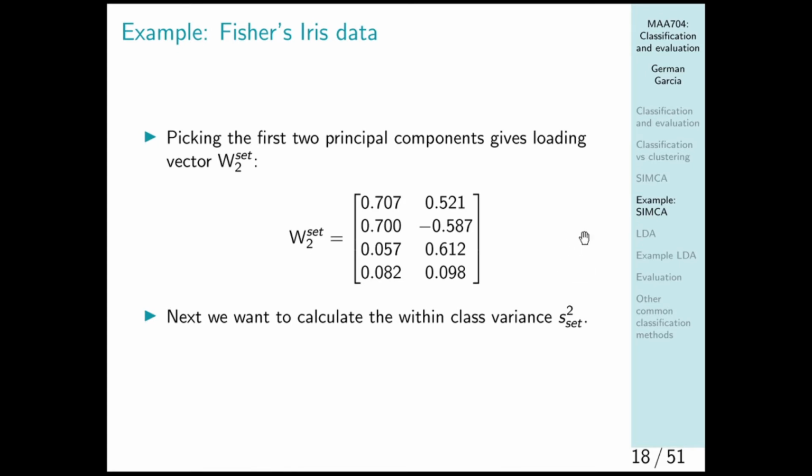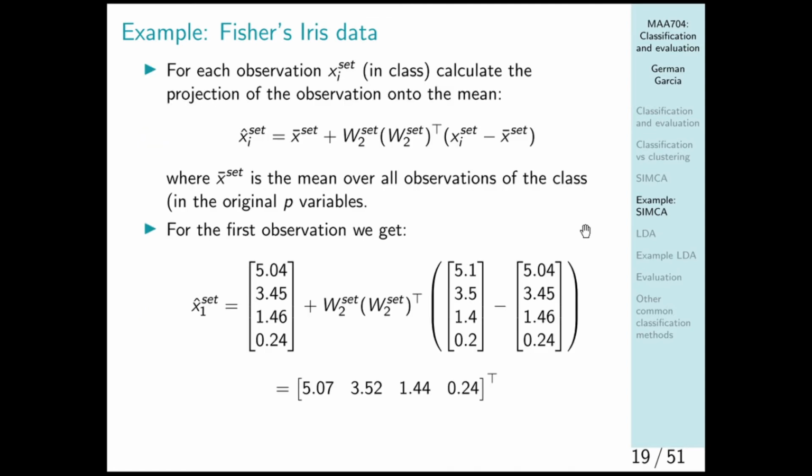Now we want to calculate the within-class variance in our set. In order to do that, we calculate the projection of the observation onto the mean, using the mean over all observations in the original p variables, our matrix W set, its transpose, and this distance here. And so for the first observation, what we get is this thing over here. We don't include W set here because otherwise the equation wouldn't fit the page. And what we get is this column vector here.